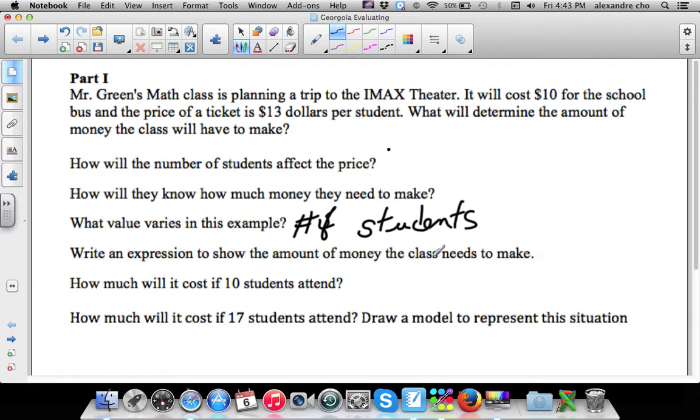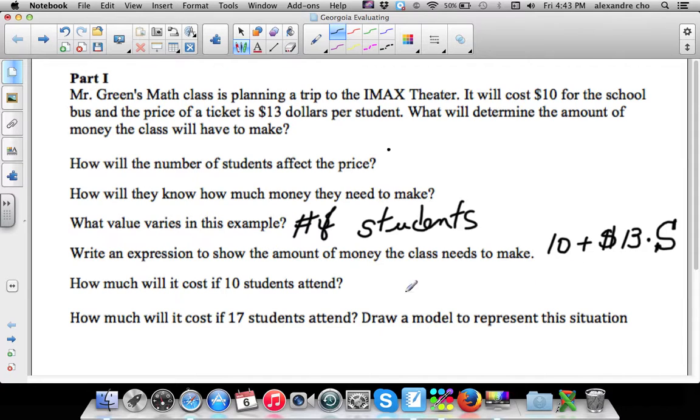Write an expression to show the amount of money the class needs to make. Well, we need to pay $10 for the bus ride, plus we're going to have to pay $13 times the number of students that show up. So that's an S, not a 5. Okay, so that's our expression.